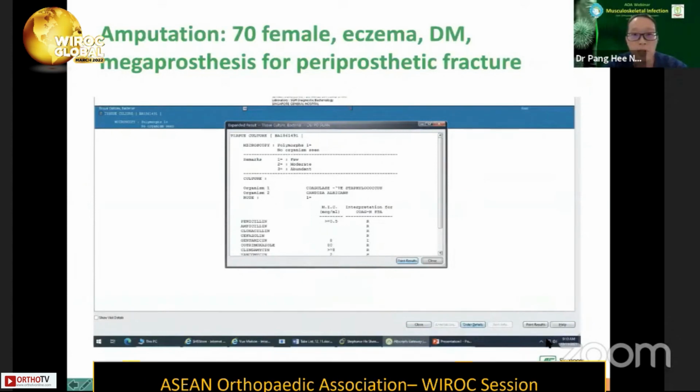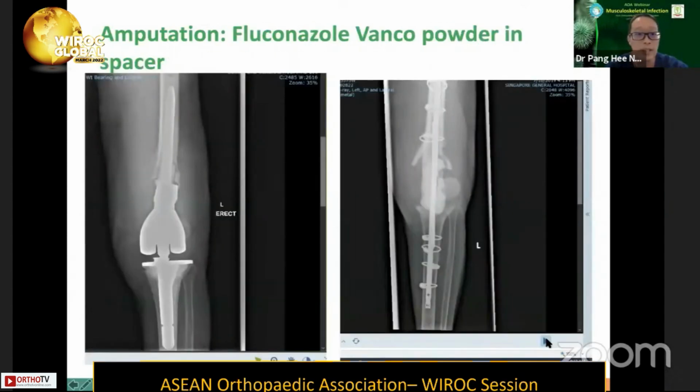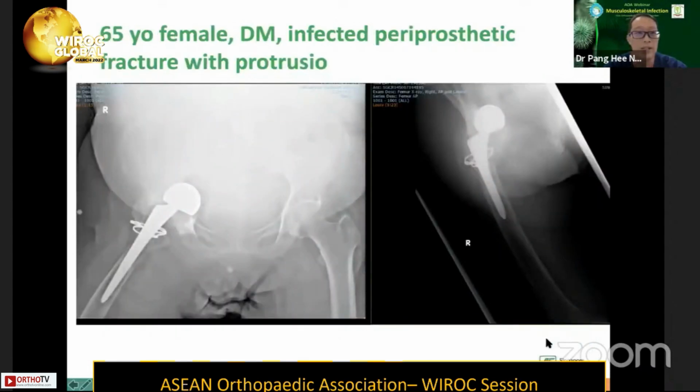Right. And finally, the amputation cases, right? The 70-year-old female, eczema, very poor skin condition, diabetes, and she had a megaprosthesis with periprosthetic infection. Tissue cultures have been growing Staph aureus and fungal. Fungal infection is another bad news. It's very hard to clear. So this is a megaprosthesis. We try to do a limb salvage procedure, remove the implant, and use a static spacer, but we were unable to get rid of the infection. In the end, she had to go for amputation, right?